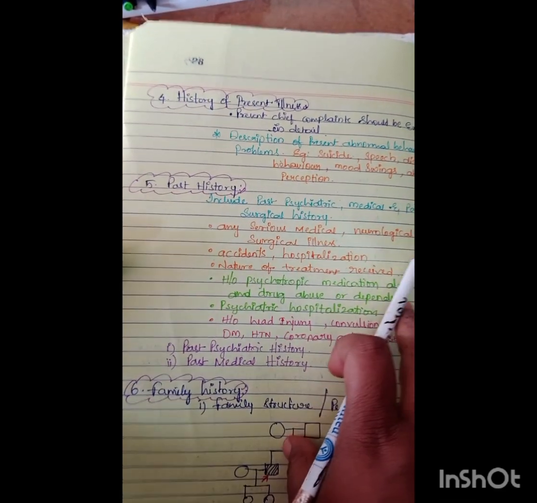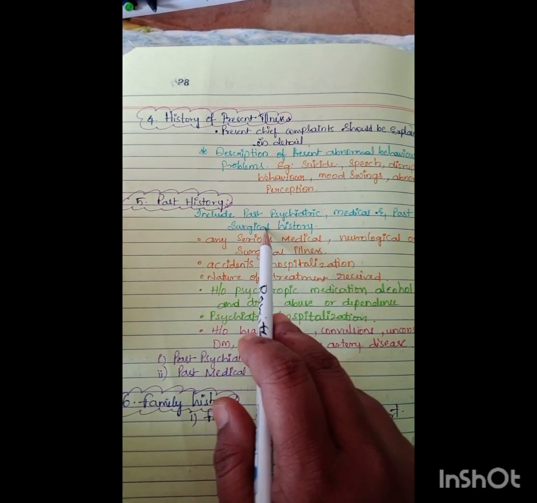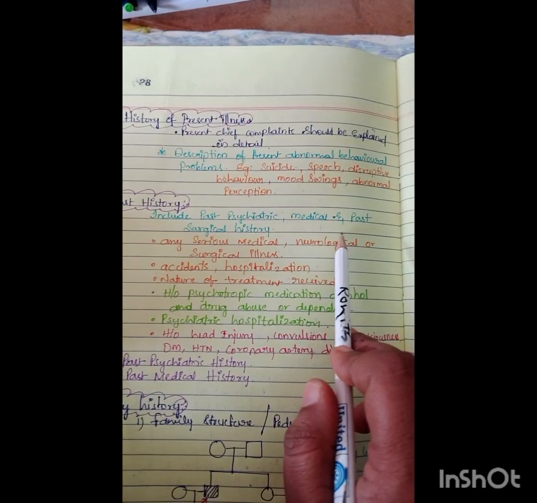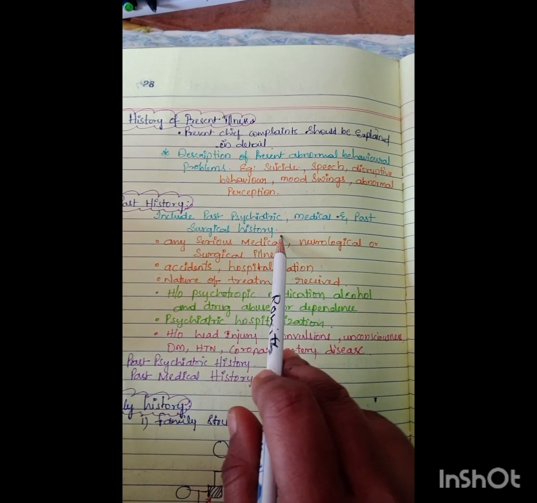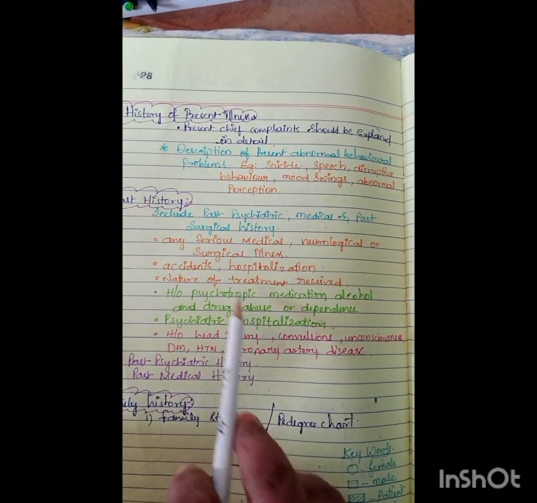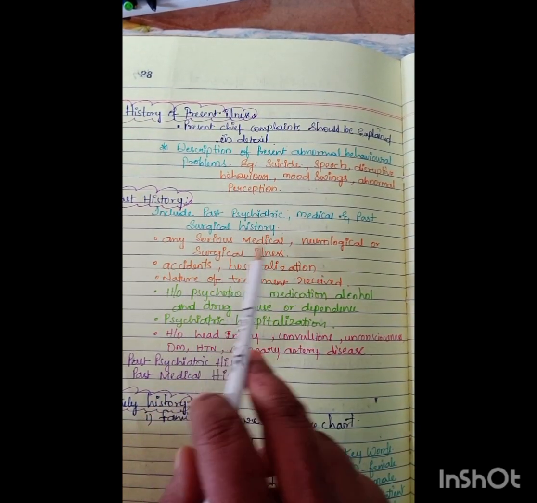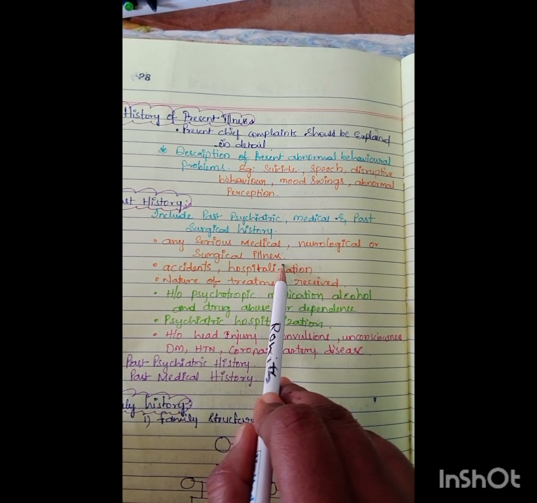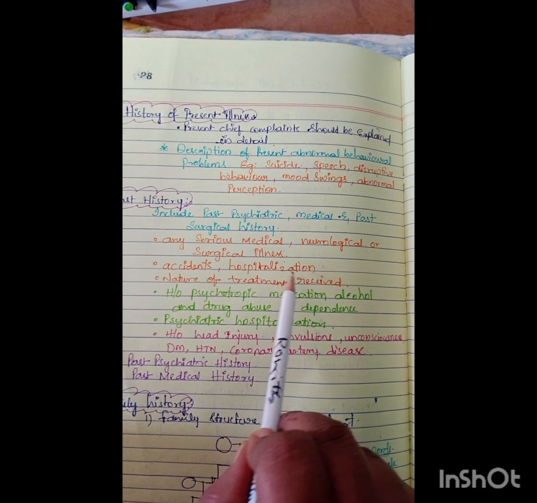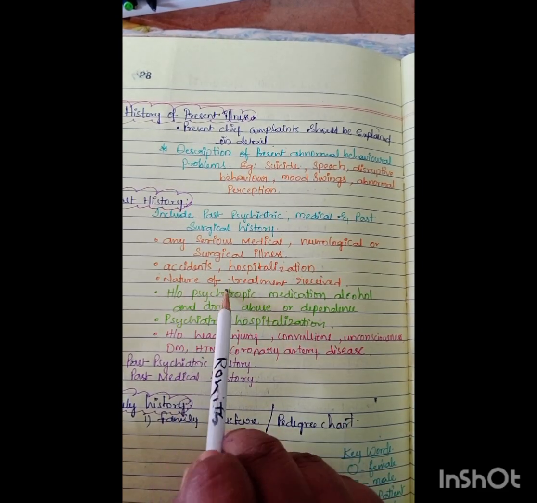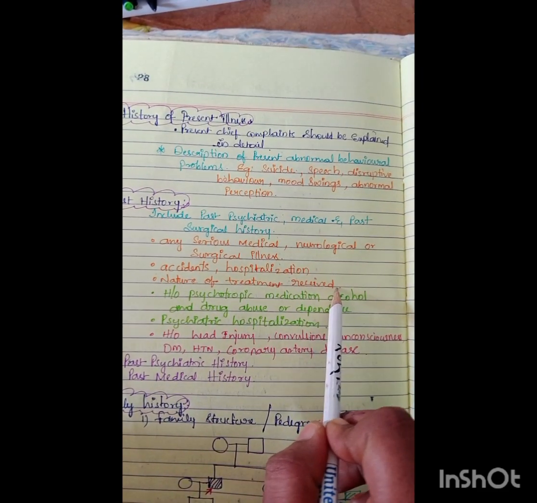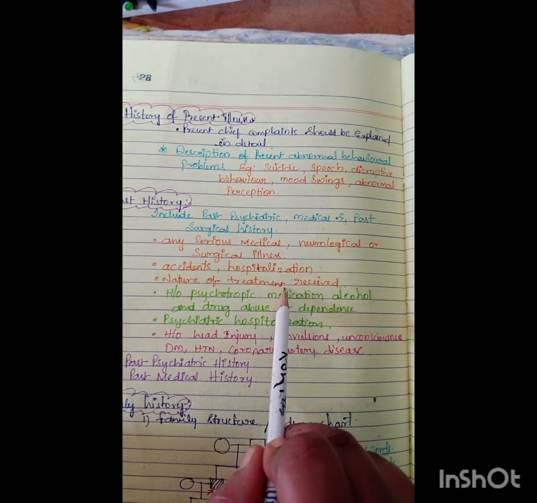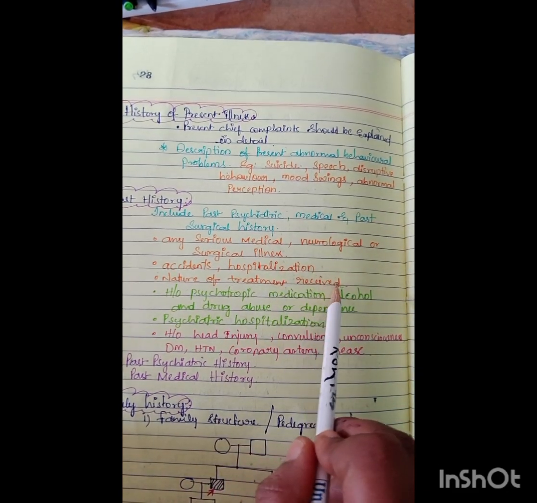Next, past history. The past history of the patient includes past psychiatric history, medical history, and past surgical history. In this we need to mention any serious medical illnesses and neurological or surgical illnesses, and any accidents, any hospitalizations, nature of treatment received. For the hospitalization, what treatment the patient has taken, that also we need to mention in this.